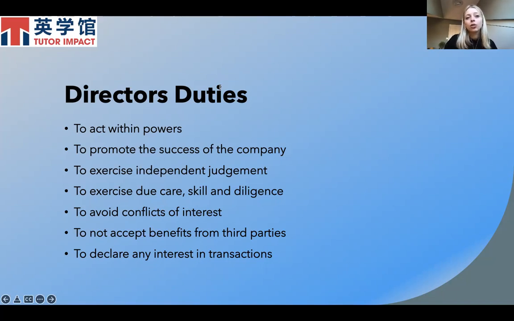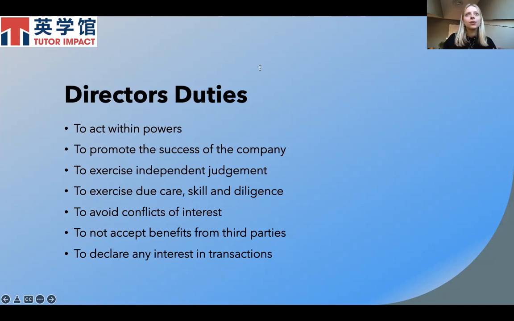The second one here is to promote the success of the company. What this one means is that a director must act in good faith to promote the success of the company. This might seem a bit straightforward, but basically means that, for example, if a director was entering into a contract, he could not enter into that contract if he knows it will negatively impact the company, because obviously that is not promoting the success of the company. So whenever directors are acting, they must promote the success of the company. The next one is exercising independent judgment, which is quite straightforward. And then we have exercising due care, skill, and diligence.